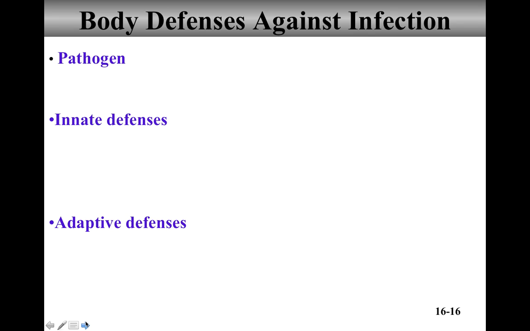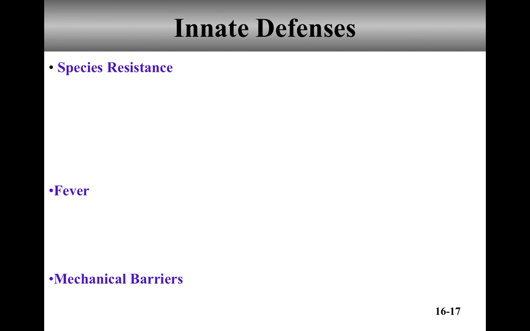All right, let's talk about the innate defenses first. So the innate defenses, species resistance. Species resistance just means that only certain species are susceptible to certain diseases. So, for example, humans can't get feline leukemia or feline AIDS, let's say.